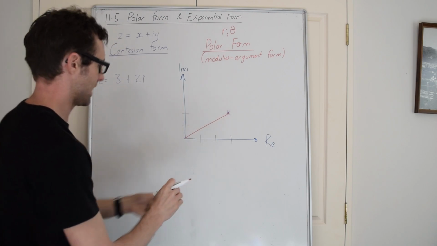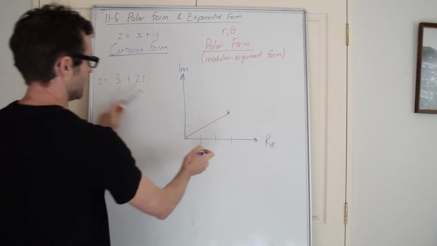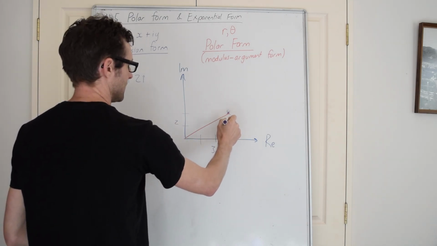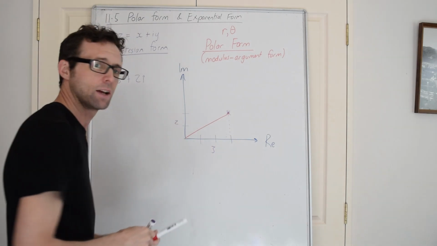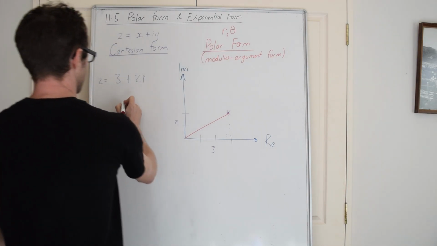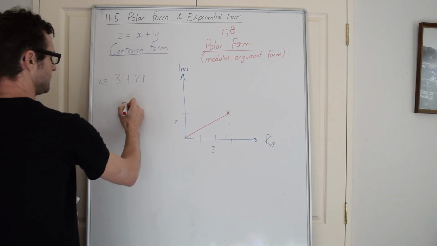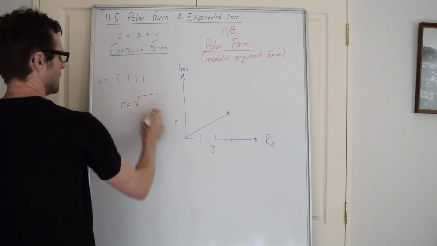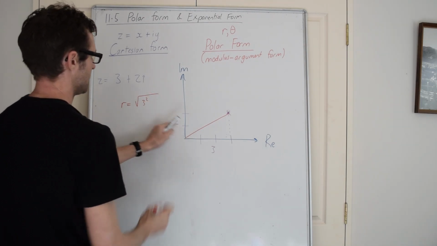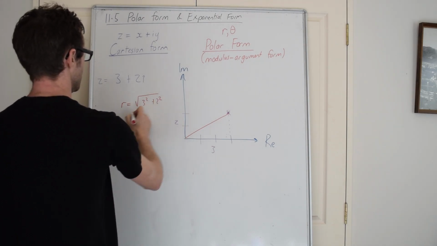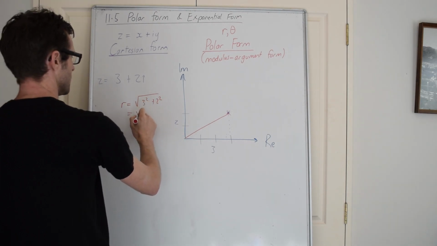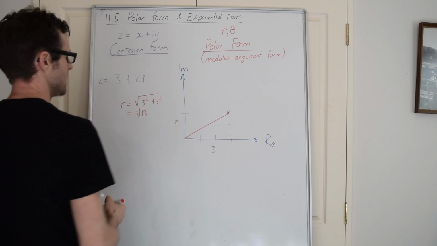Okay, how do we find that? Well, given that we know that this is 3 across and this is 2 up, and we've got a right-angled triangle, we know that the modulus, or the r, is equal to the square root of 3 squared plus 2 squared, which in this case we've got 9 and 4, which is 13. So r is the square root of 13.